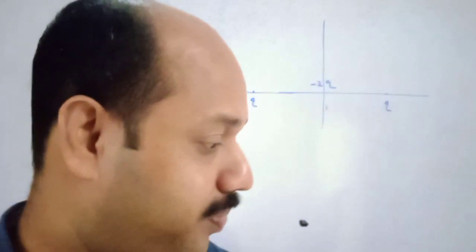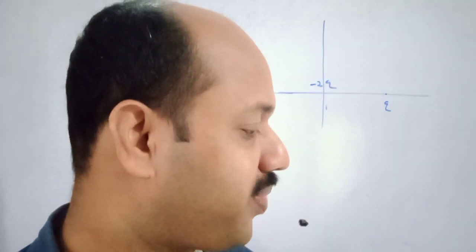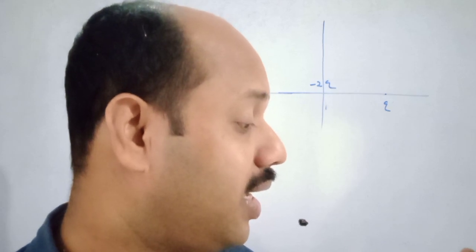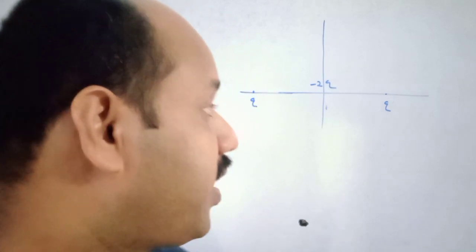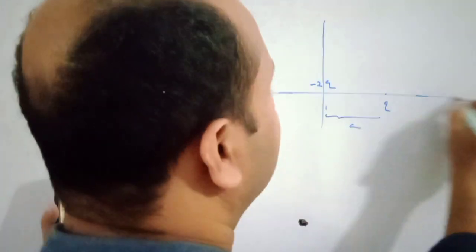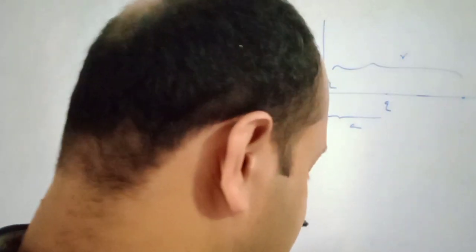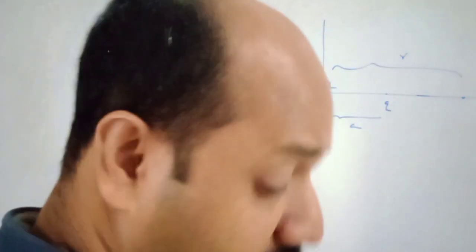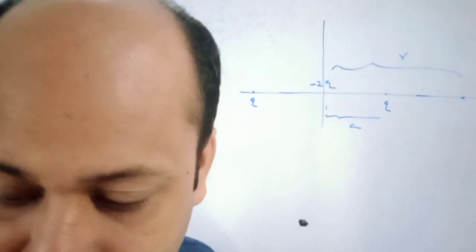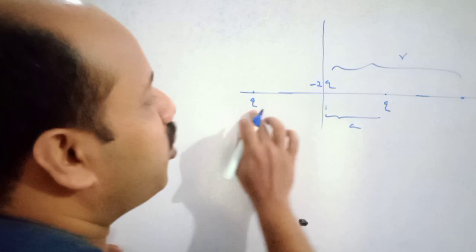Now the question: the expression for electric potential at point P, where R is very much greater than A. If this is A, then R is somewhere else here. This is R, right? Now look, we have to find the potential at that point P. How can we get it?